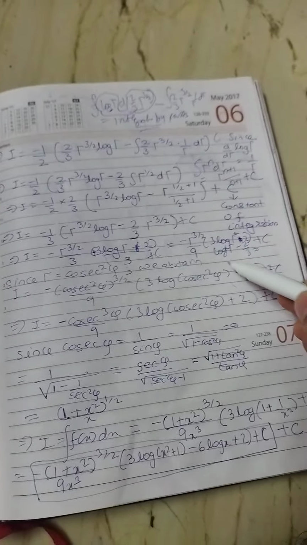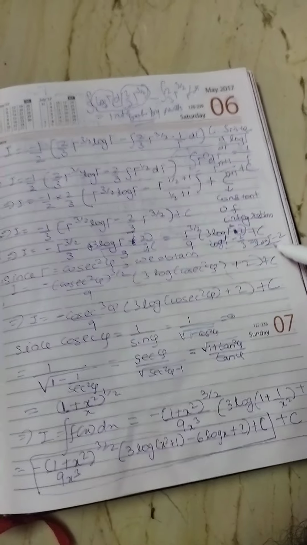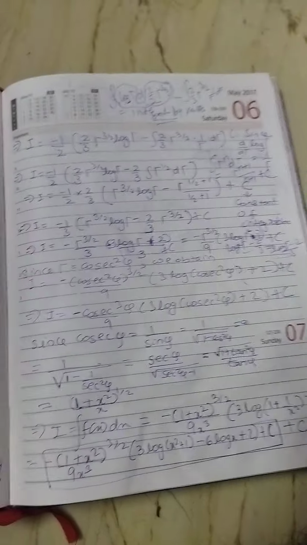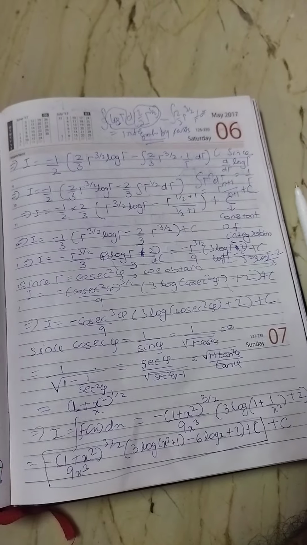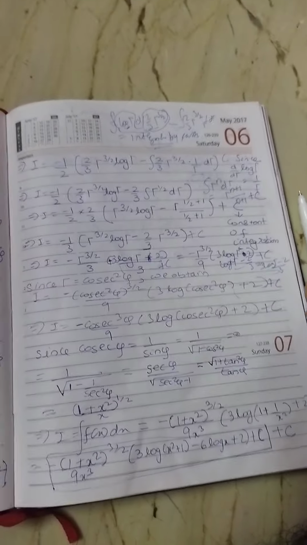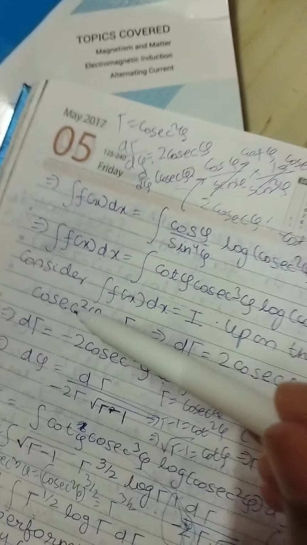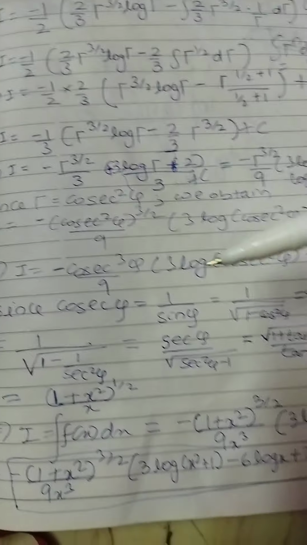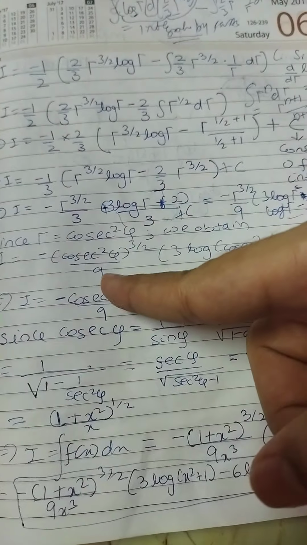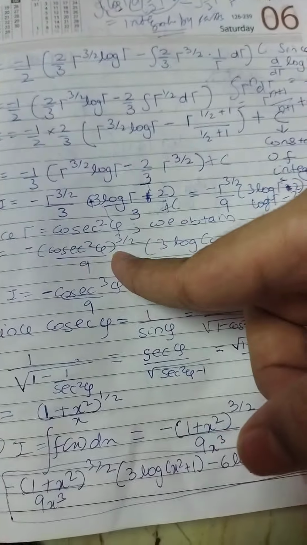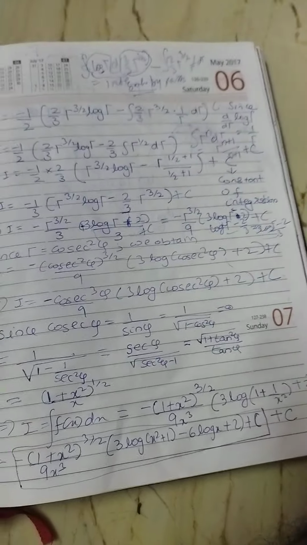Understood? So how? Because log gamma minus 2 by 3 is nothing but 3 log gamma minus 2 by 3, and this 3 I took outside of the parentheses and it became minus gamma to the power 3 by 2 by 9. Now we just perform the reverse substitution, because we had considered that gamma is equal to cosec square phi. Since gamma is nothing but cosec square phi, I substitute gamma by cosec square phi everywhere. See, minus cosec square phi to the power 3 by 2 divided by 9 into 3 log cosec square phi plus minus 2.